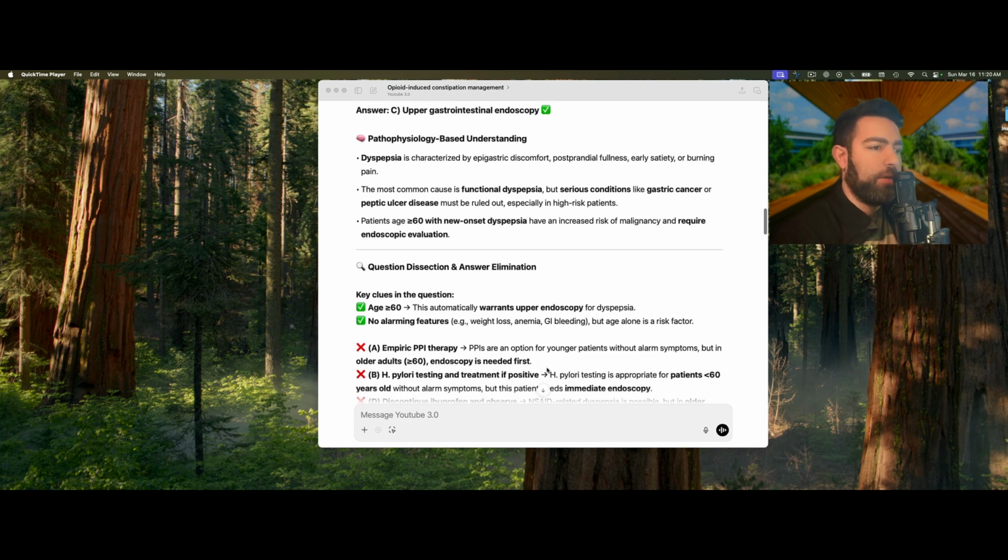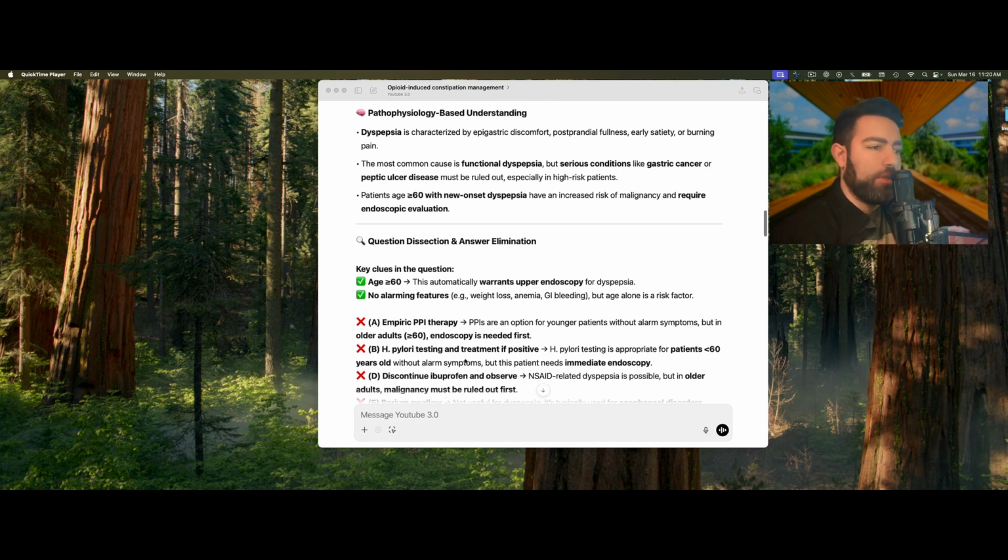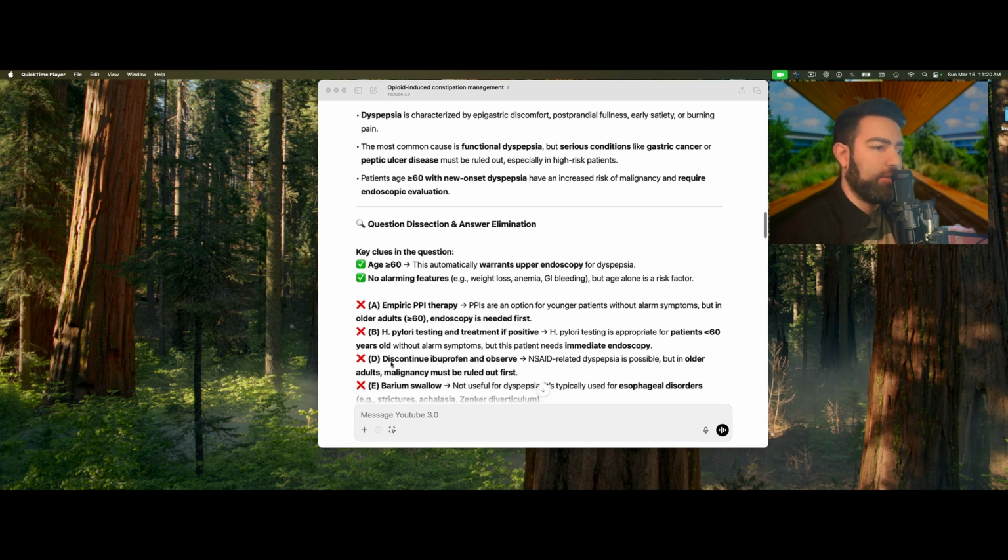Empiric PPI therapy would be an option if the patient was younger without any alarm symptoms. But in this case, with that age, we want to do the endoscopy. H. pylori testing and treatment if positive would be, again, for patients less than 60 years old without alarm symptoms. But this patient needs that endoscopy.